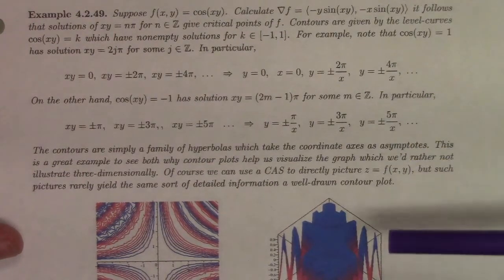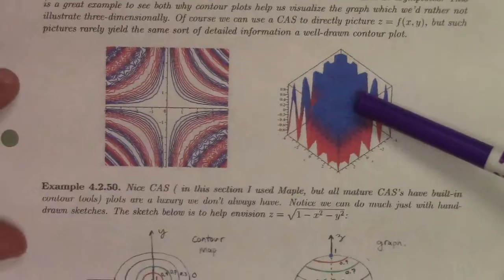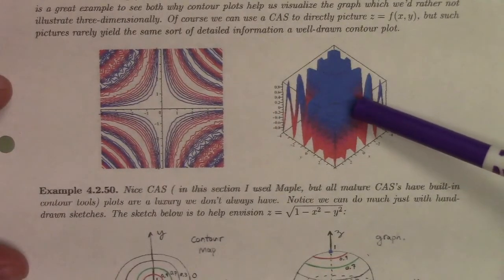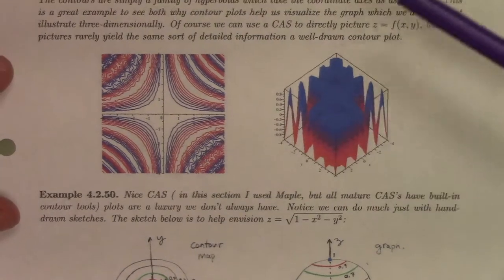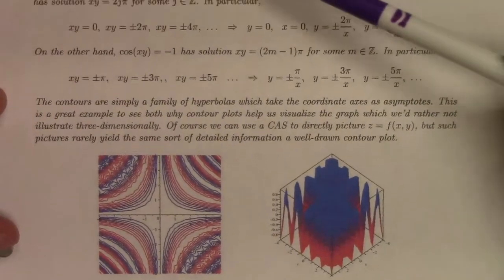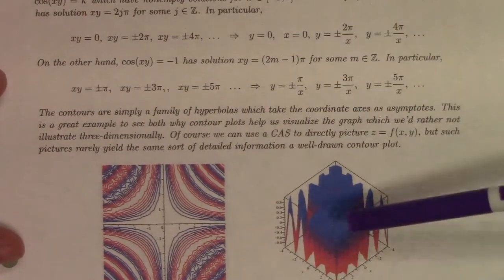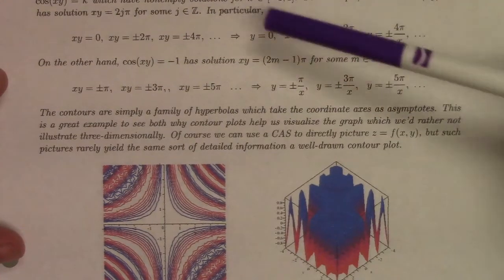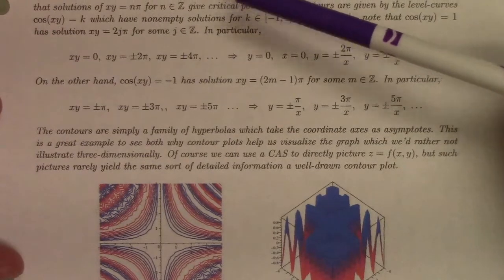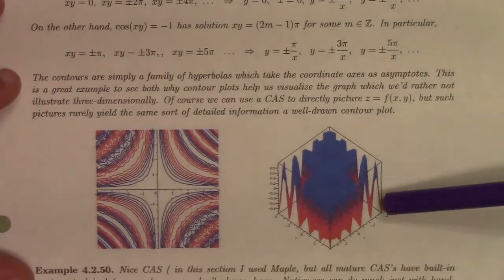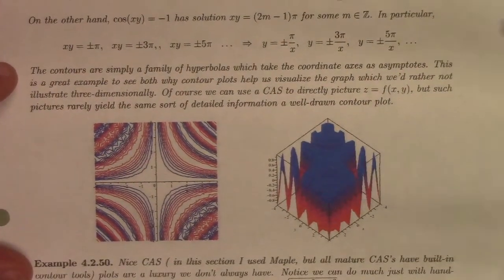I don't know if you can see it or not, but it's got lots and lots of hills and valleys, because z equals cosine of xy is a rather interesting graph. It's between plus or minus 1 because it's, after all, cosine. But it does a lot of funny stuff there.